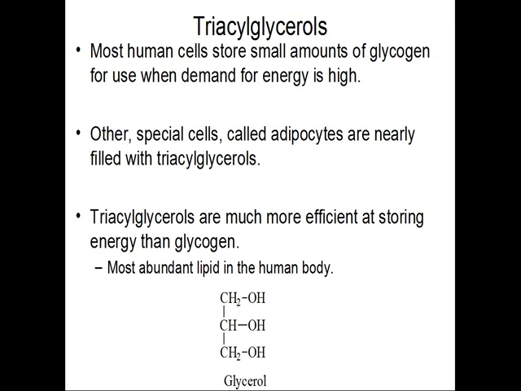But when human cells have more energy than they need, they have certain cells called adipocytes, which are adipose tissue, and they're almost entirely filled with triacylglycerols. Triacylglycerols are the efficient storing mechanism that humans use to store fatty acids. This is the most abundant lipid in the human body, and the molecule you need to know is glycerol.